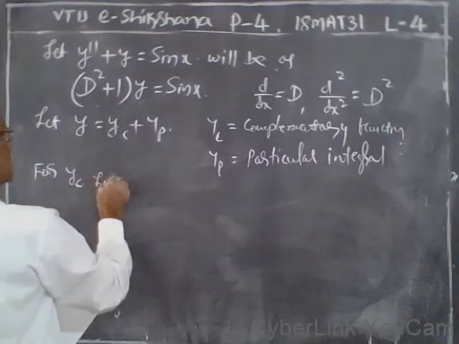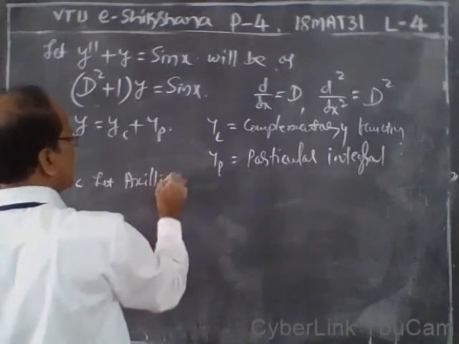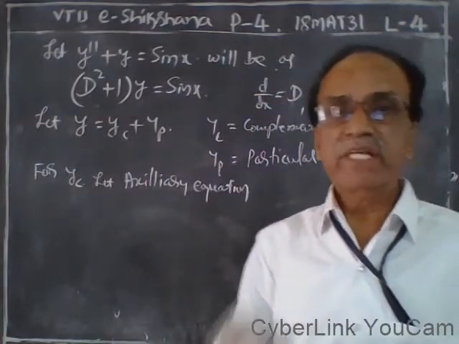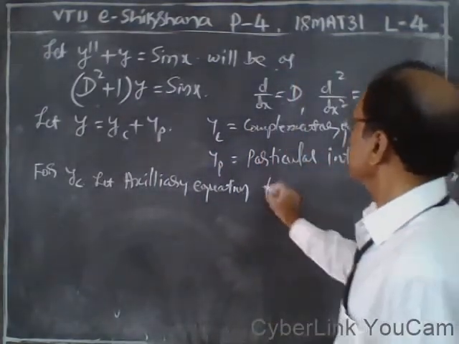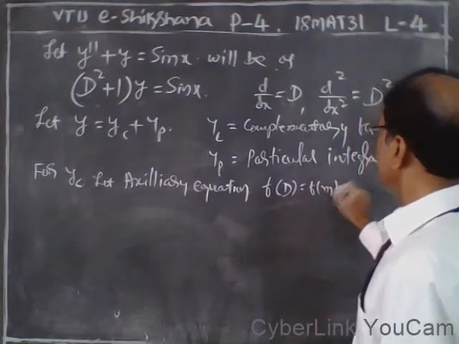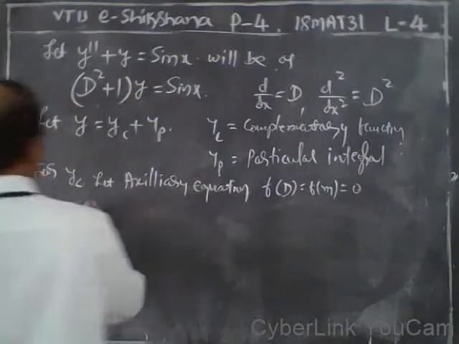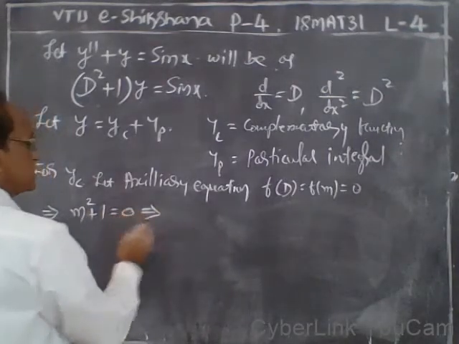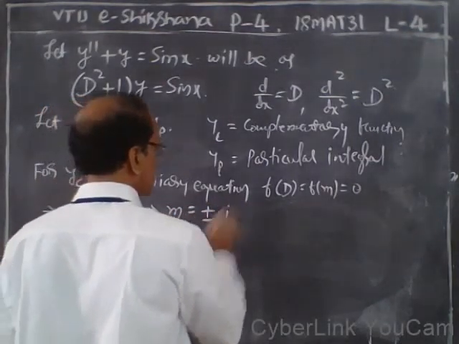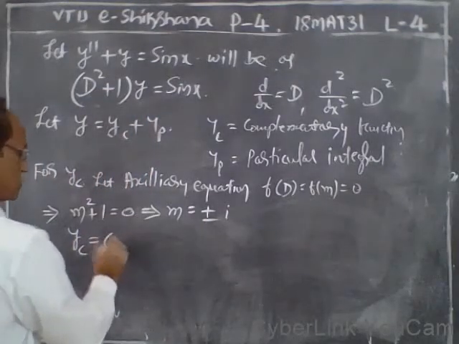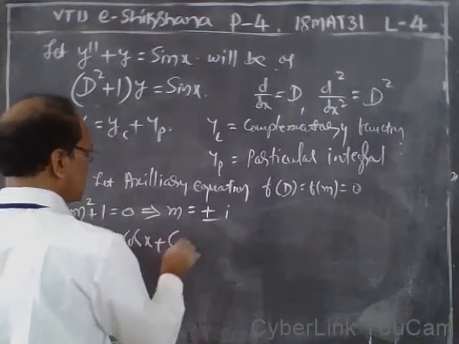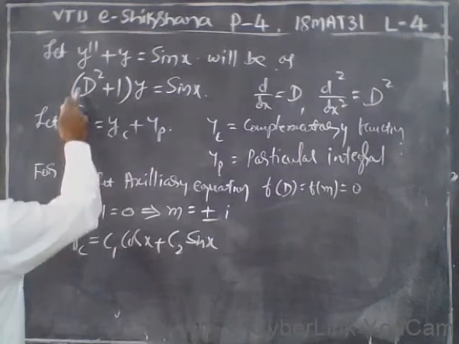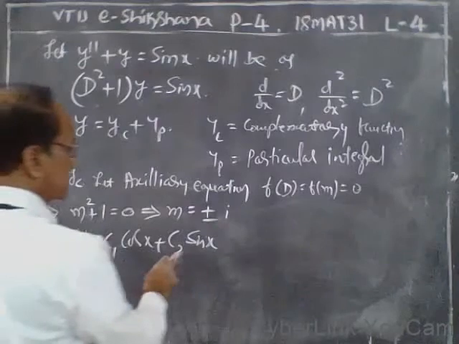For yc, you have to write the auxiliary equation. How will you write it? Replacing D by a number m, that is f of D is equal to f of m is equal to 0. Therefore, m square plus 1 equal to 0. This implies m is equal to plus or minus i. Then yc is equal to c1 cos x plus c2 sin x. That is the complementary function solution for the LHS of the problem.